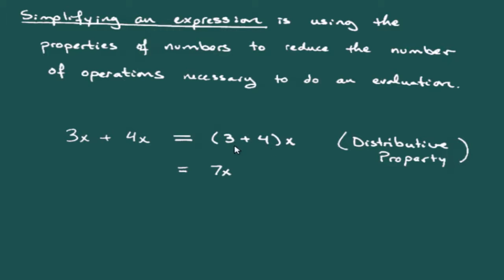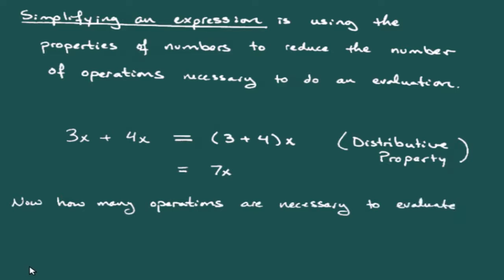Now the 3 plus 4 we can put together to make 7x. So really this is just combining these like terms. So 3x and 4x are like terms. We can combine them. 3 plus 4 gives us 7x. So now once we have this rewritten expression, we can say how many operations are necessary to evaluate this new expression.